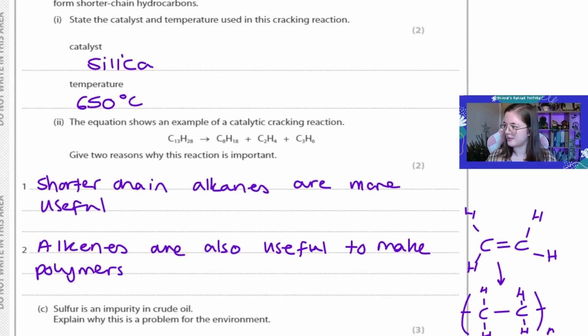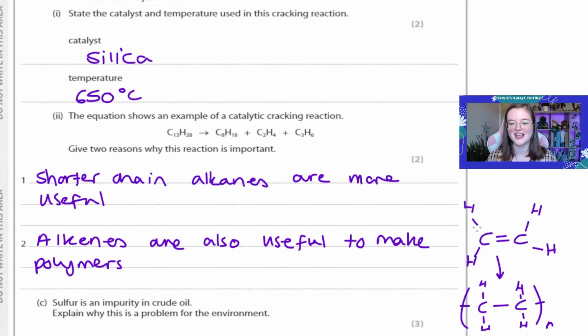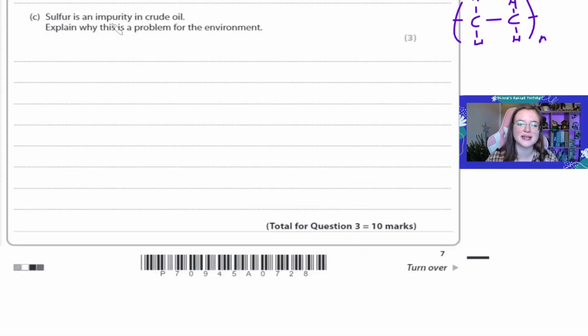Oopsies, you can't even see my little diagram. There we are. That's what I was showing. Ethene going to polyethene. There it is. In part C, sulfur is an impurity in crude oil. Explain why this is a problem for the environment.